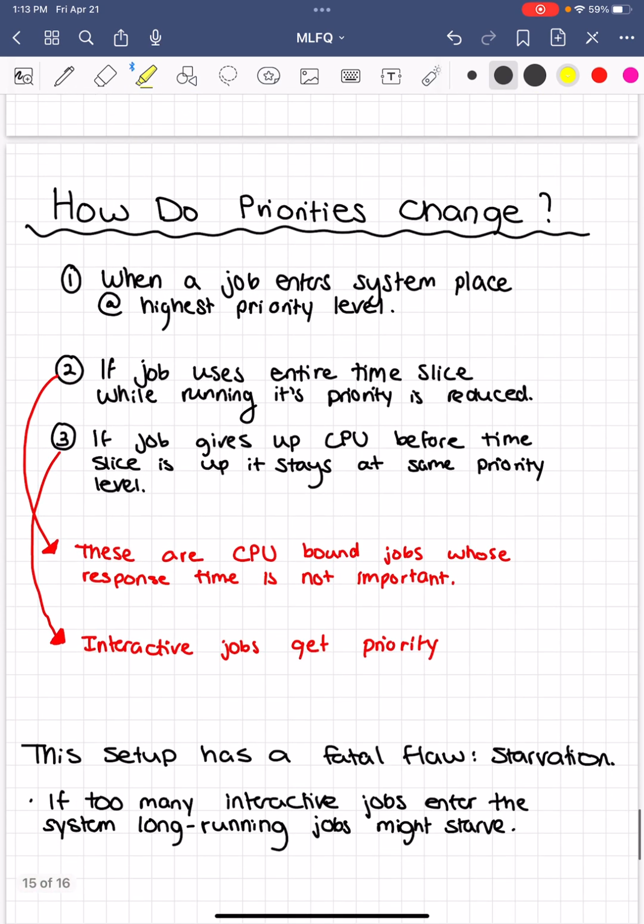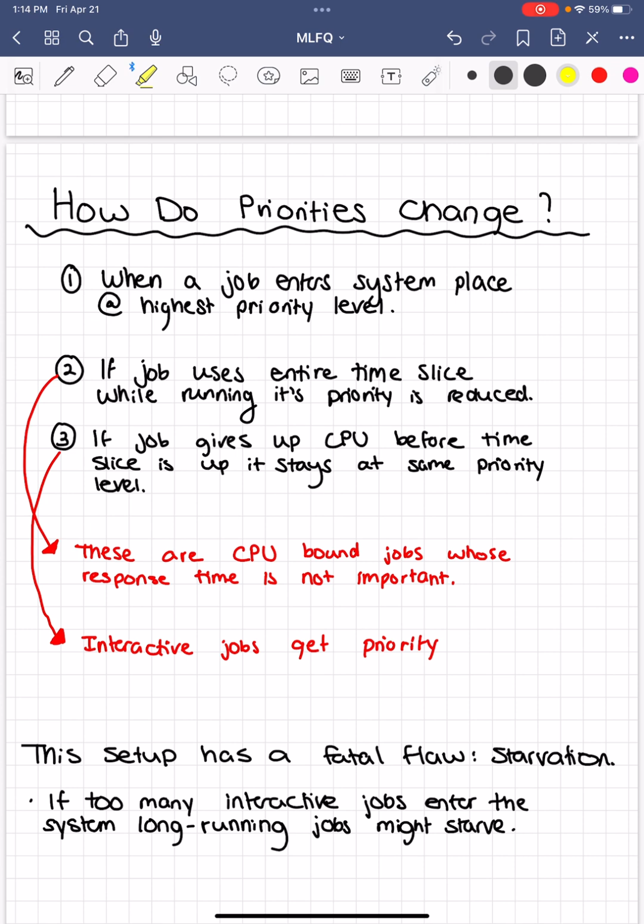So now we have to ask the question, how do priorities change over time? We don't want to just give a job one priority when it enters the system and then have it maintain that priority for the rest of its time span. We don't know a lot of information about the job yet, so we need to get some of that information over time and then change the priorities accordingly. So when a job enters the system, we simply place it by default at the highest priority level. If a job uses the entire time slice while running, its priority is reduced.